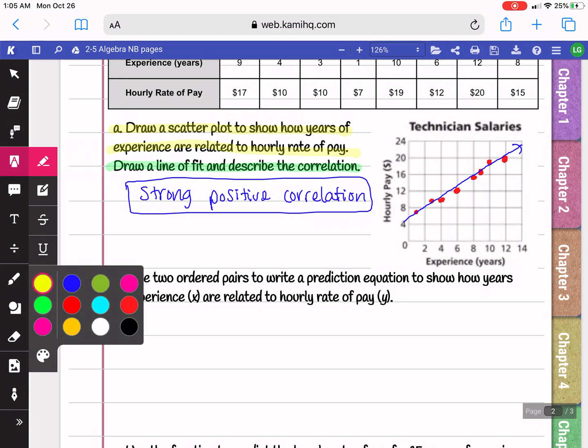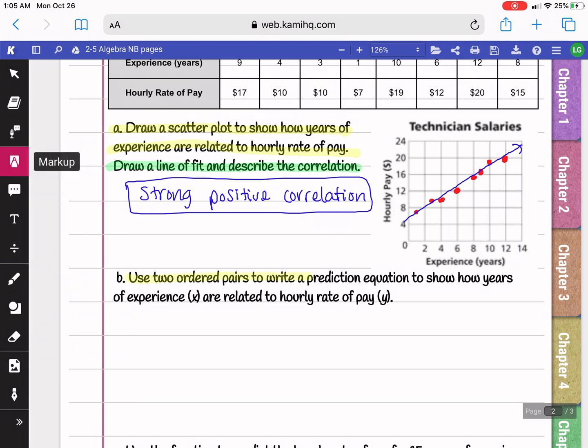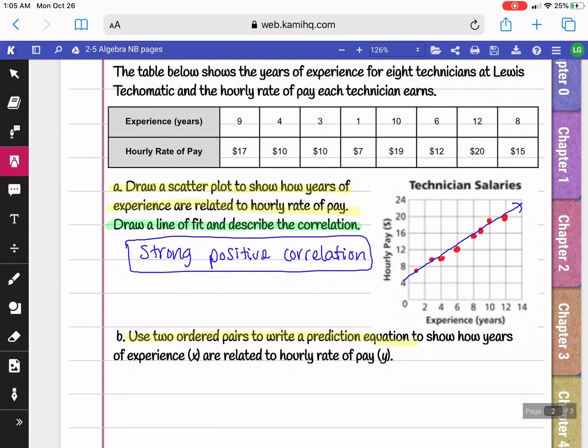Question B is asking me to use 2 ordered pairs to write a prediction equation. So when you're choosing the ordered pairs, you want to choose ordered pairs that are close to or on that line of fit. There's no right or wrong answer, but I want to choose ones that are touching or close to my line of fit. So I could use the one here, that one's at (3, 10). And I could also use the one right here, which is at (9, 17).